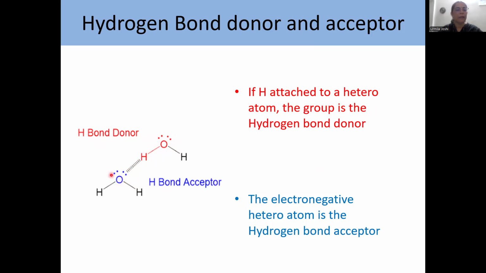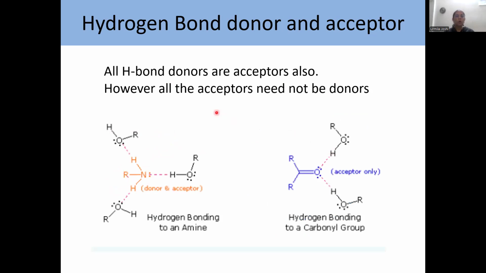On the other hand, look at this blue oxygen. It accepts the hydrogen bond, and so it is called a hydrogen bond acceptor. Any hydrogen bond donor is a group which has an electronegative atom attached to hydrogen, whereas any hydrogen bond acceptor is an electronegative atom. Now, all the hydrogen bond donors are also acceptors.